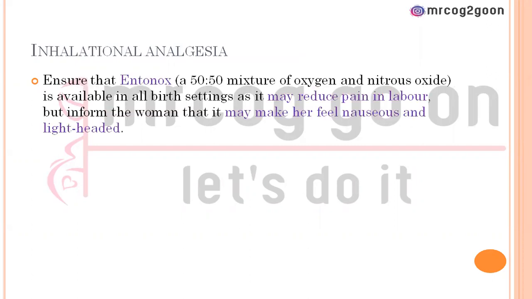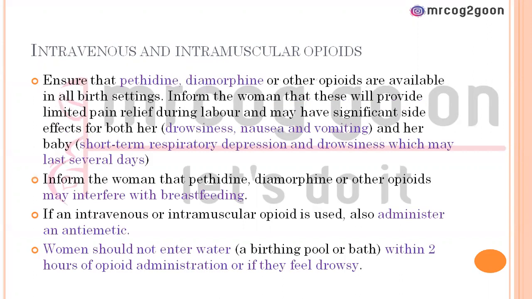For inhalational analgesia, which is Entonox, Entonox is 50-50: 50% oxygen, 50% nitrous oxide. We have to make sure that this is available in all birth settings. It may reduce the pain, but we have to tell the patient that it may make her feel nauseated or lightheaded.